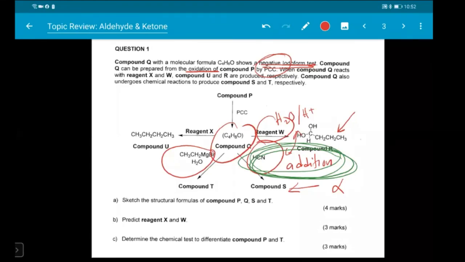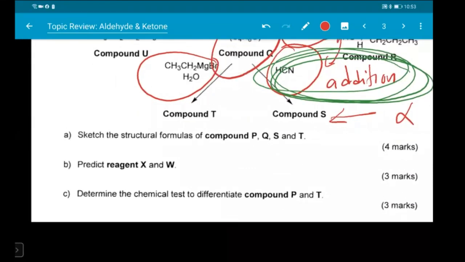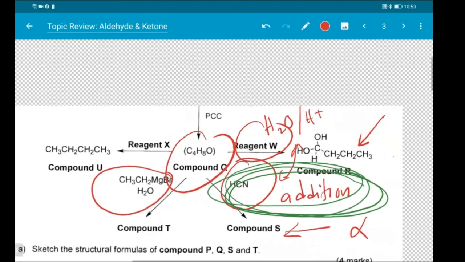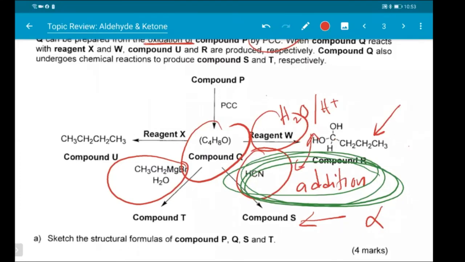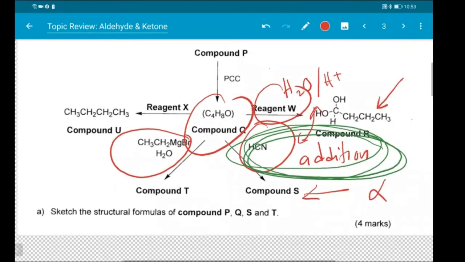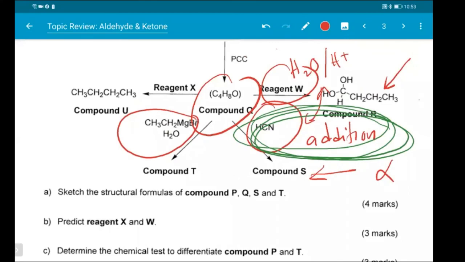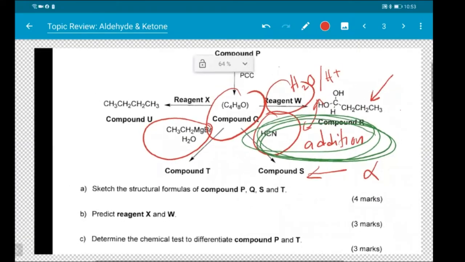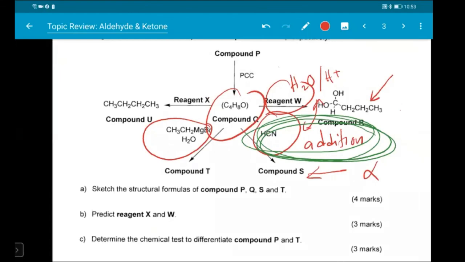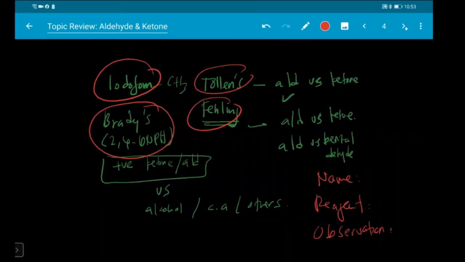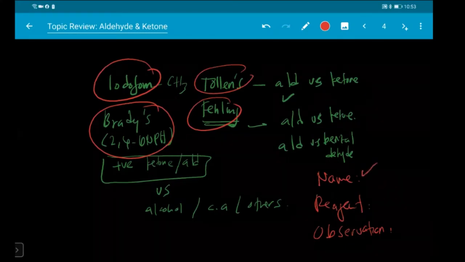Rasanya ada soalan ni. Determine the chemical test to differentiate compound P dengan T. Compound P adalah primary alkohol, compound T adalah secondary alkohol. Okay, you can use shift test ataupun Lucas test. Okay. So basically these are the 4 visual test chemical tests that you should know. So in short again I would like to emphasize that sila tahu apakah nama dia, apakah reagent dia dan juga apakah observation dia.